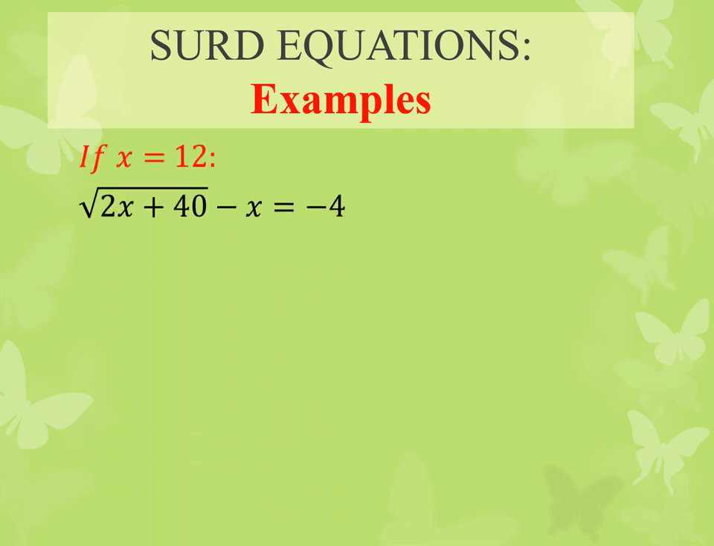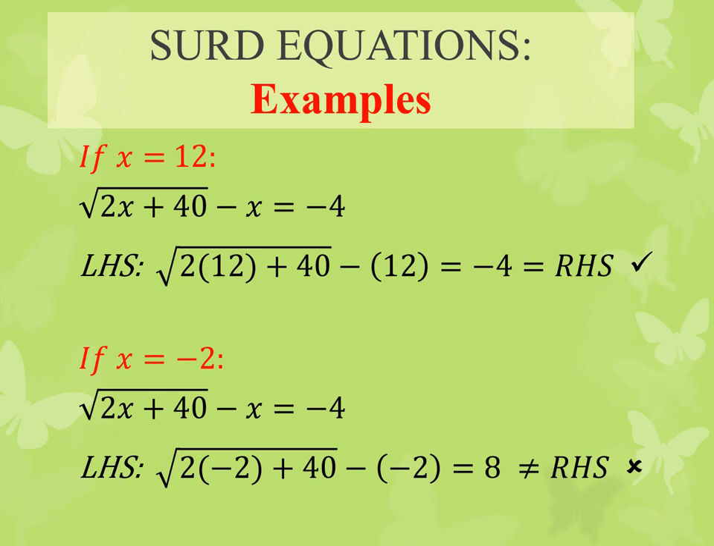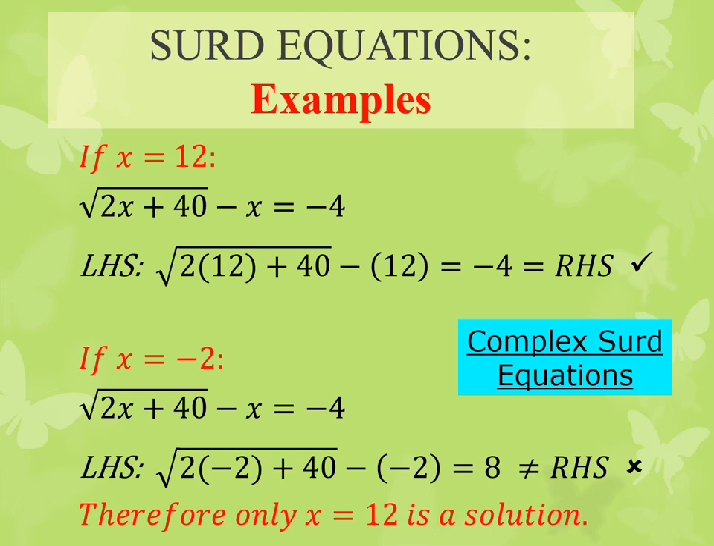For example, how do you check your solutions? You check because you found 12 and minus 2. Check if it's 12, if the left-hand side is equal to the right-hand side. If that's the case, that's correct. If x is minus 2, is the left-hand side equal to the right-hand side? No. So x is only equal to 12. 12 is the only solution because the minus 2 does not give a left-hand side equal to the right-hand side.